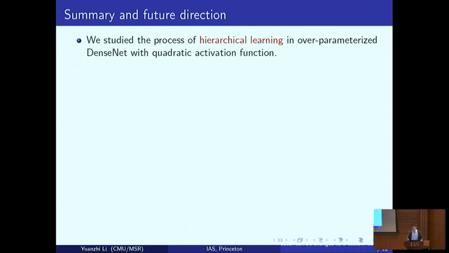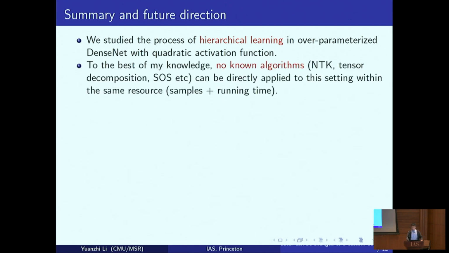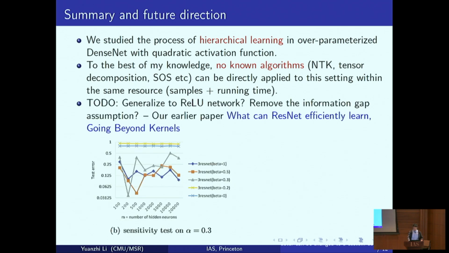And so the summary is, we studied the process of hierarchical learning. And to the best of our knowledge, there's no known algorithm that can actually do this hierarchical learning process, because all these algorithms are relatively one-shot. And so the open direction may be to generalize to real-world networks or remove the information gap assumption.